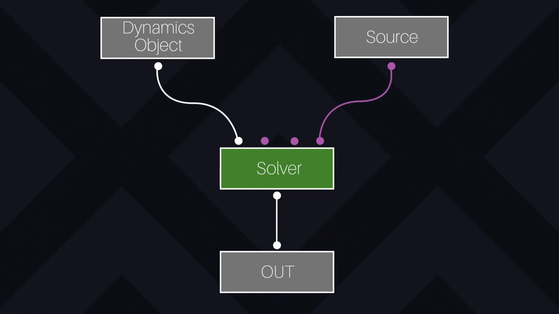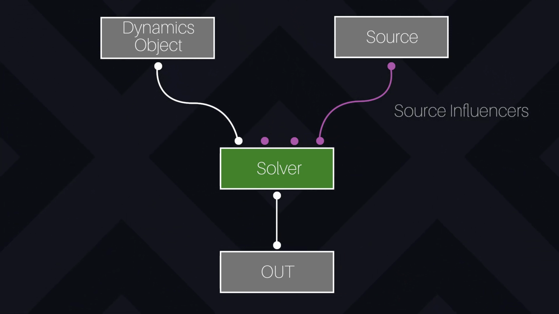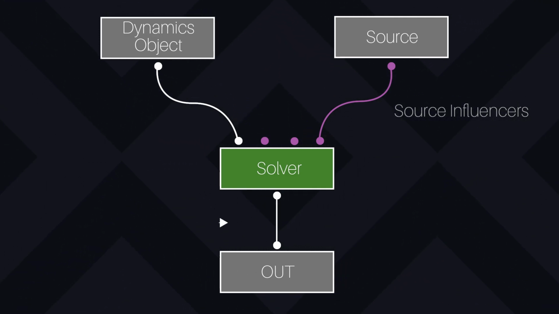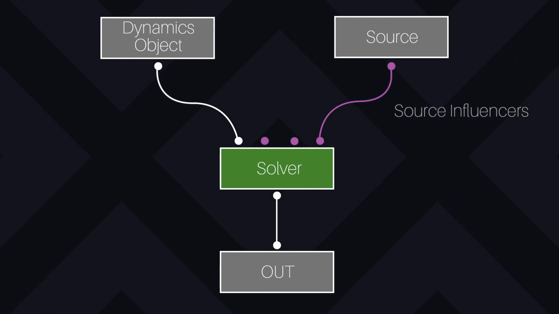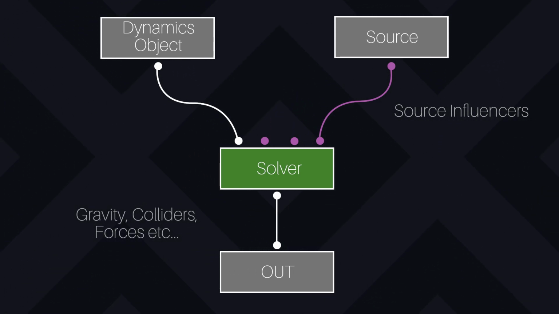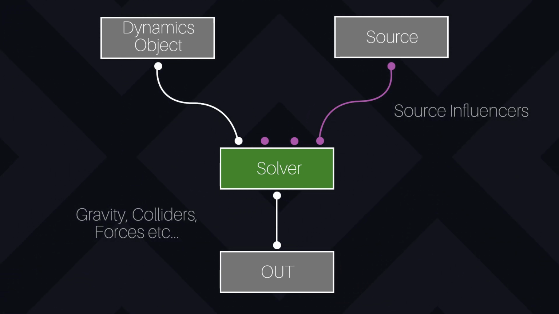And then in between your source and your solver, you can add things that affect the source. So you can add a wind or whatever it may be that you want to affect the source. Then after your solver, you add things that affect the entirety of the sim. So you could add gravity, or you could add a collider, so a ground plane. Whatever it is, you would add that after the solver. And really, that's all there is to dynamics. It doesn't get much more complicated than this.